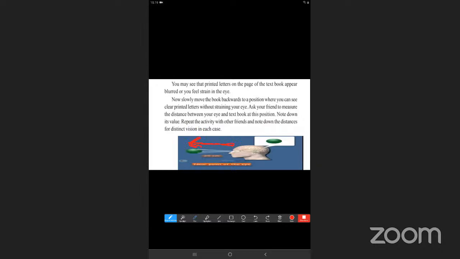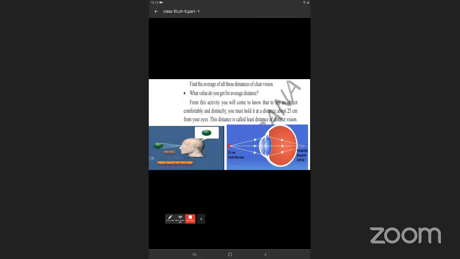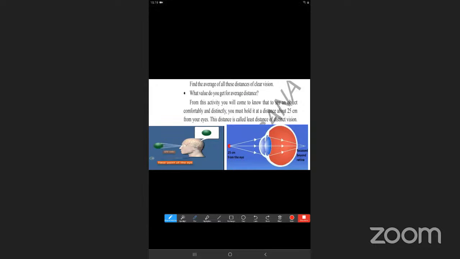Note down its value. Now repeat the activity with other friends and note down the distances for distinct vision in each case. Here, find the average of all these distances of clear vision. What value do you get for the average distance?